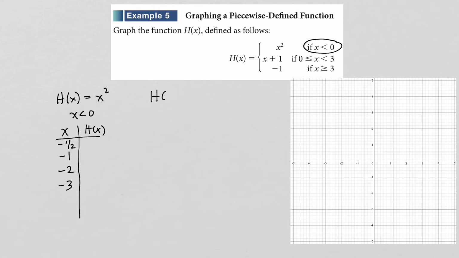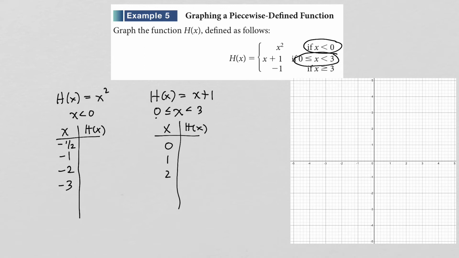For the next piece, I'm going to be graphing h of x equals x plus 1, and I'll do that if x is between 0 and 3, including 0 but not including 3. So again, when I make my table of values here, I can include 0, and I'm going to go all the way up to 3, but I can't include 3. So maybe I'll go to 2.5 or something like that, okay? You can go closer if you want. You can plug in 2.9, all right? But I can't go all the way to 3 because 3 is not included.